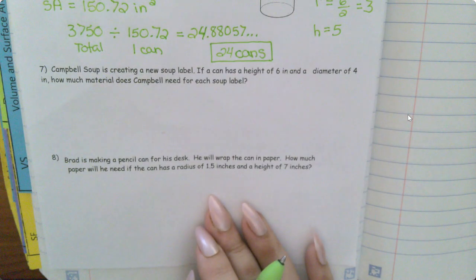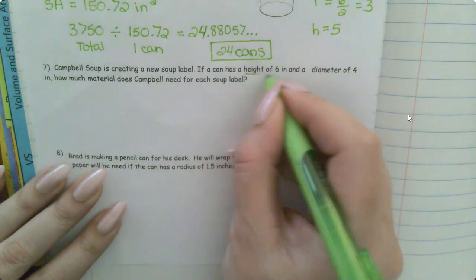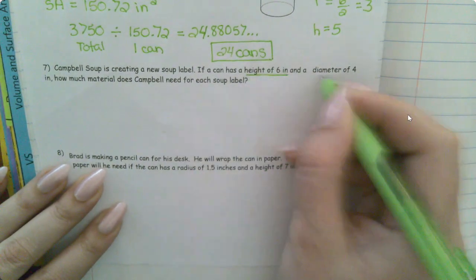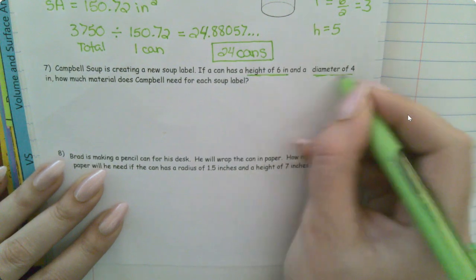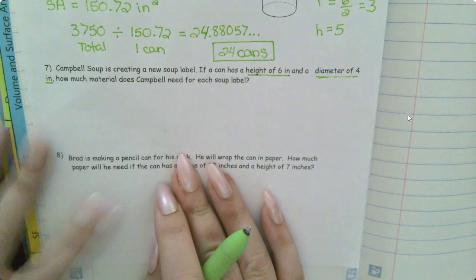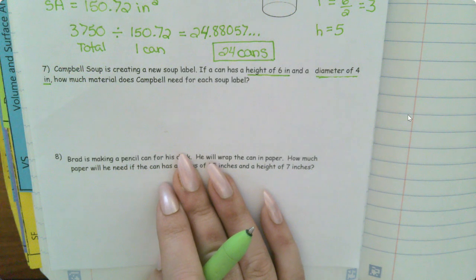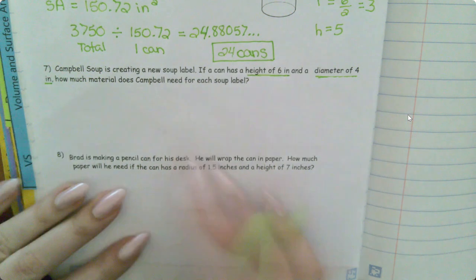All right, number 7. Campbell's Soup is creating a new soup label. If a can has a height of 6 inches and a diameter of 4 inches, how much material does Campbell need for each soup label? What word tells me my shape? Can. Okay.